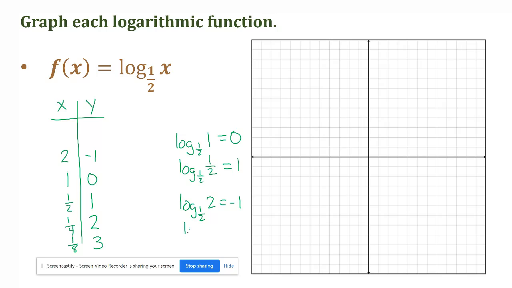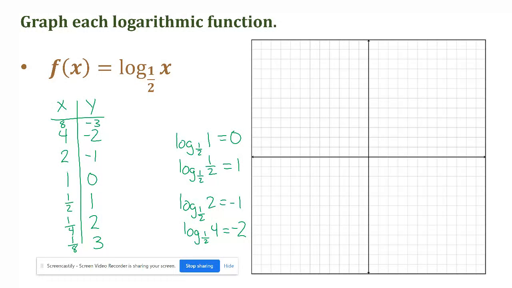Let's say we do log base 1/2 of 4. Here we're taking the reciprocal and squaring it. So that's a -2 power. 1/2 to the -2 power is 4. So if I plug in a 4, I get -2. And if you want, you could plug in an 8 and get -3. So that's what that's going to look like.